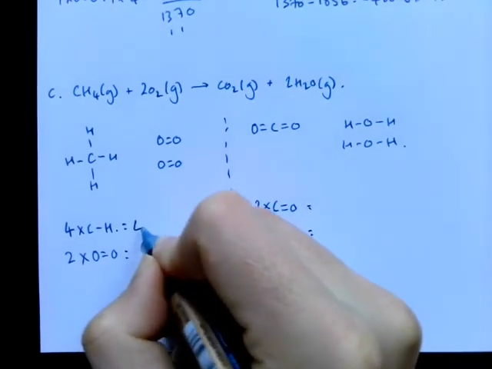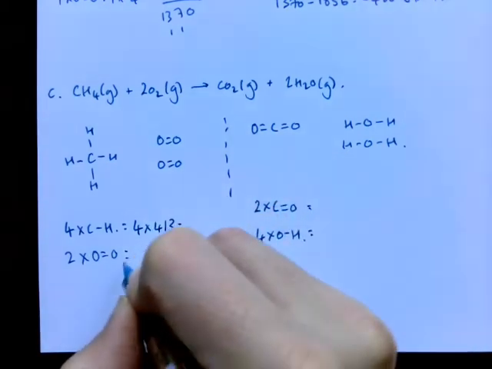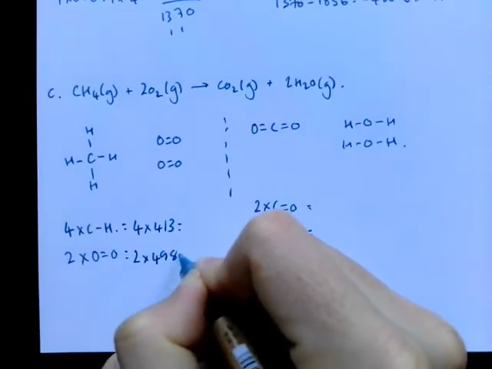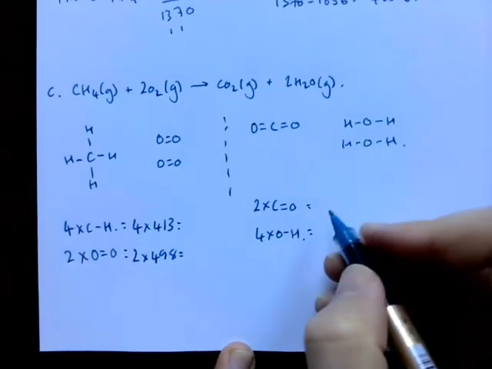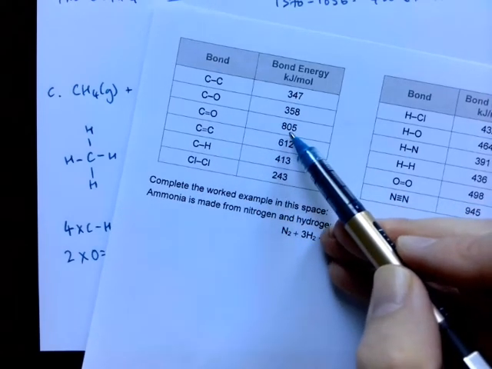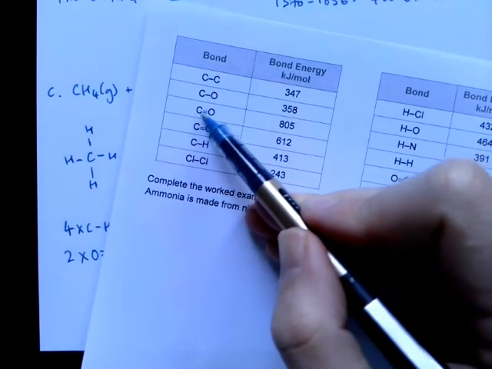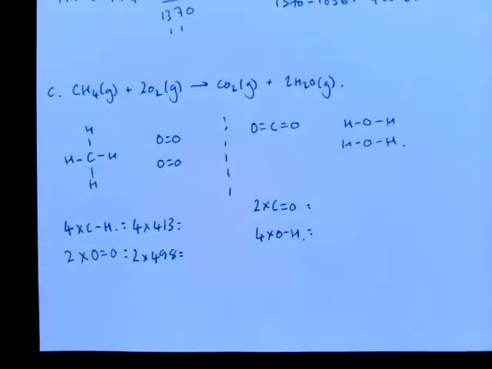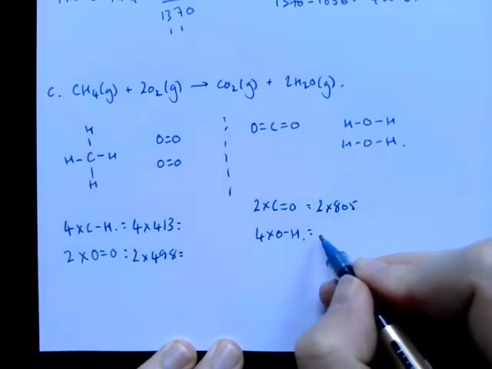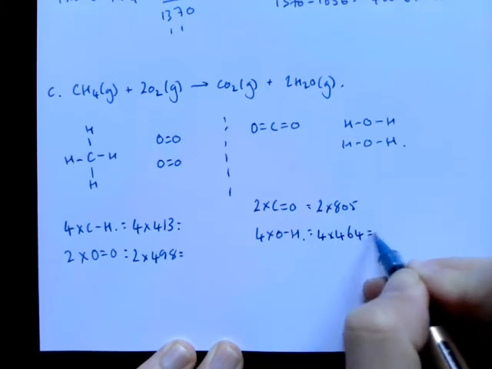All right, so 4 times C-H. C-H is, looking at my table, 413. Oxygen is same as before, 498. C double bond O, if I look now, C double bond O is 805. It's not 358. 358 is C single bond O, which we'll use later. C double bond O is 805. It's a stronger bond, larger energy. So that's 2 times 805. And O-H is 4 times 464.